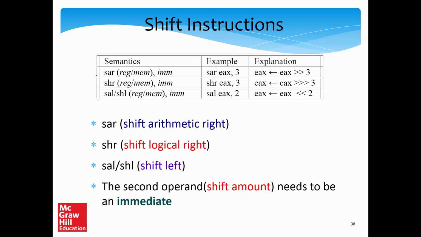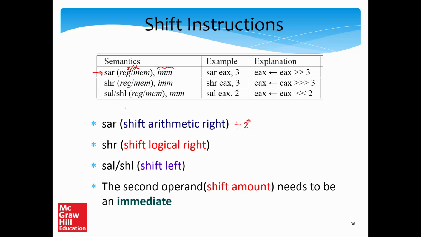One is the SAR instruction, shift arithmetic right, which is essentially the same as dividing a number by a power of 2. The format is that the first operand, which is the source as well as the destination, can be shifted with an immediate number, which is the number of positions that you need to shift. For example, writing SAR EAX, 3 will set EAX to EAX right shifted by 3 places.